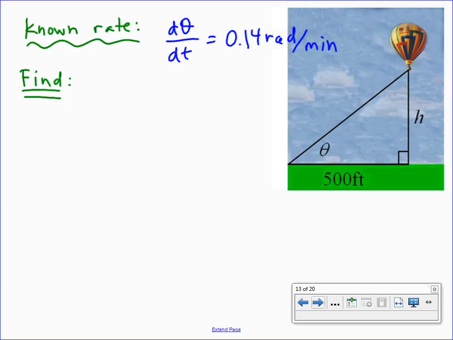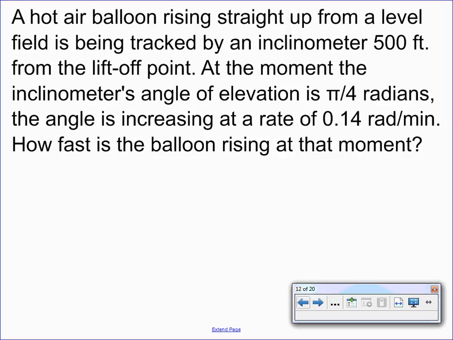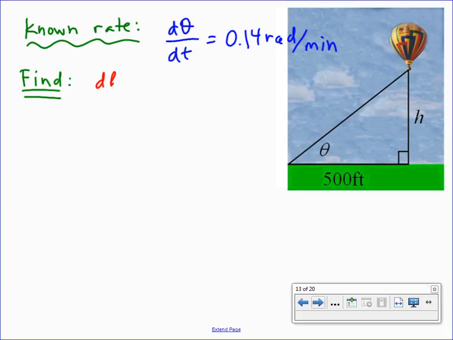Was that right? Next, what are we trying to find? So what is it we're trying to find in Leibniz notation? Yeah, we're trying to find how fast the balloon is rising at that point. So we're trying to find dh/dt at the instant when the inclinometer's angle registers pi over 4 radians. This problem's rad.